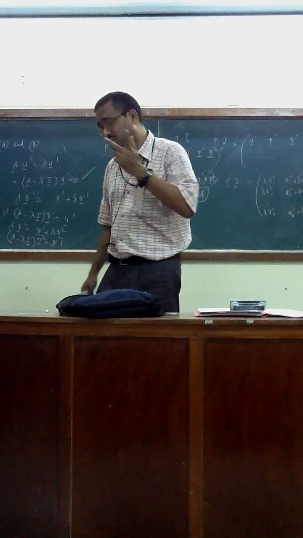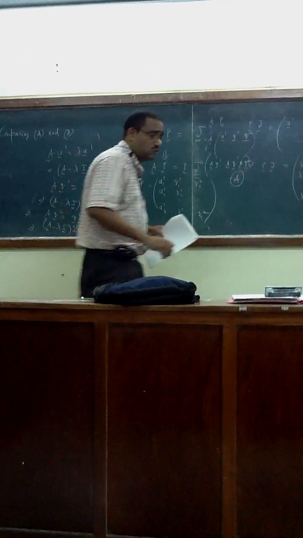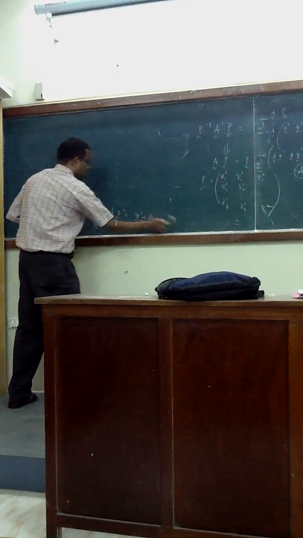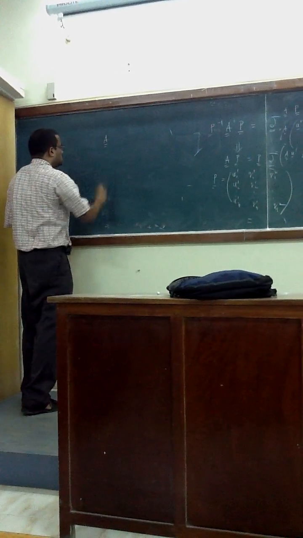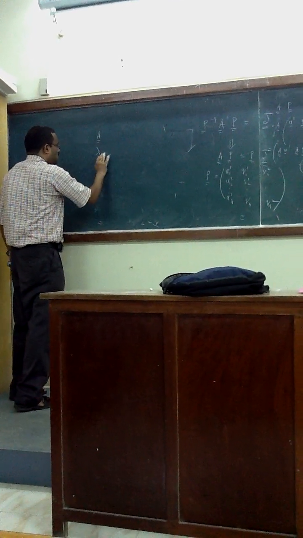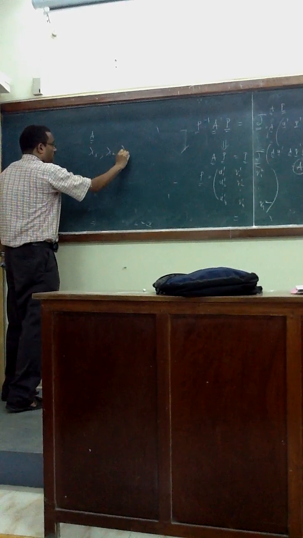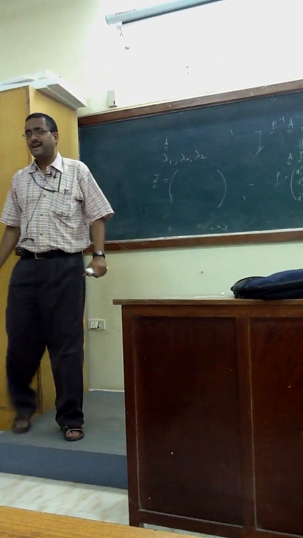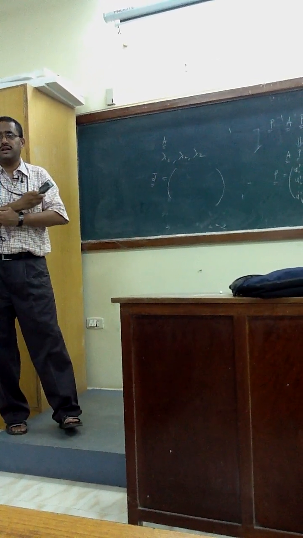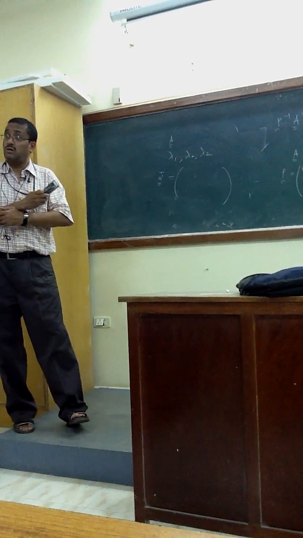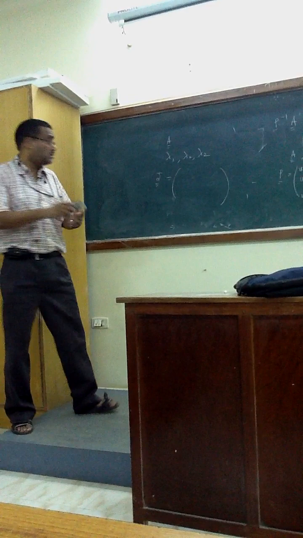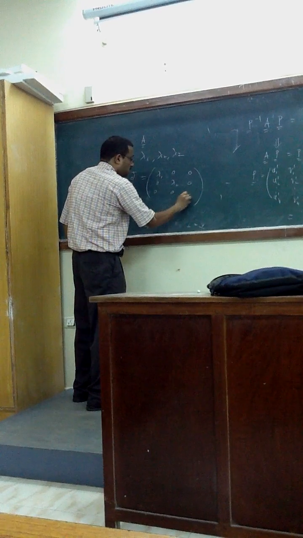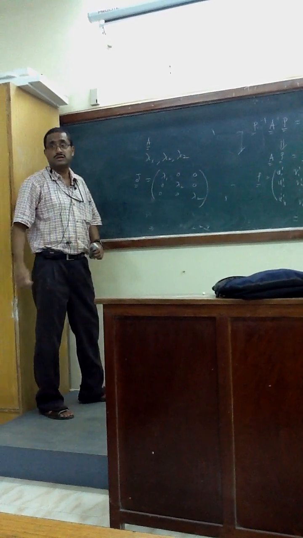Now, if we have two eigenvectors, this gives another situation. I am having a symmetric matrix. Eigenvalues are lambda 1, lambda 2, lambda 2. What will be my J? Lambda 1, 0, 0, then lambda 2, 0, and 0, 0, lambda 2. No problem because matrix A is symmetric.